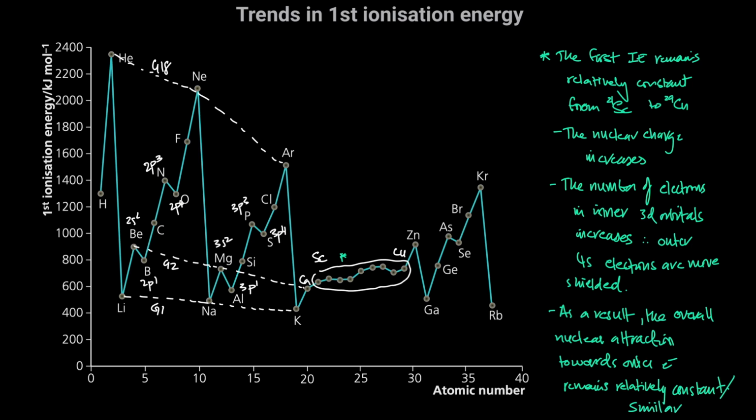This actually also explains why the atomic radius remains similar or relatively constant from scandium to copper as well, okay? Because the increase in shielding and the increase in nuclear charge balance each other out, or they cancel each other out. The first ionization energy remains relatively constant, and the atomic radius also remains relatively constant.